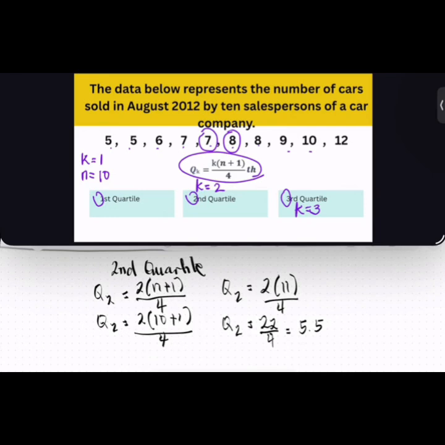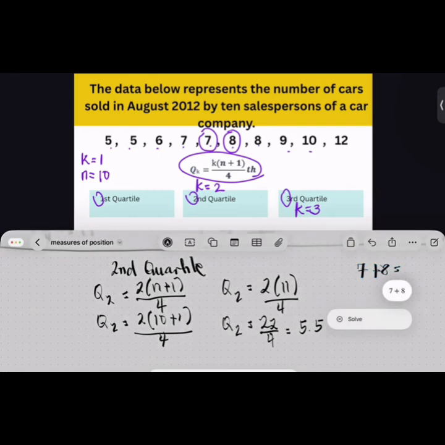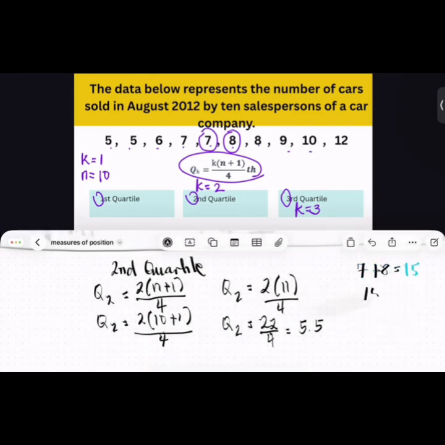So, therefore, we have 7 plus 8. So, since this is even, so we are going to have 7 plus 8. It is equal kay 15. And 15 divided by 2, it is equal kay 7.5. So, our quartile 2, ito po, 5.5 position. So, our quartile 2 is equal kay 7.5. So, in the data, that is 7.5. So, that's how we solve our quartile.